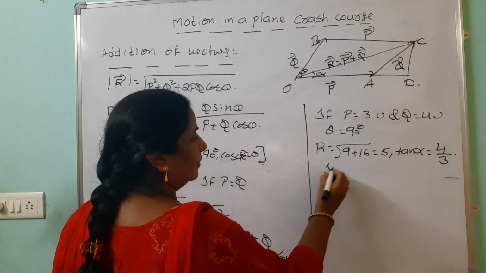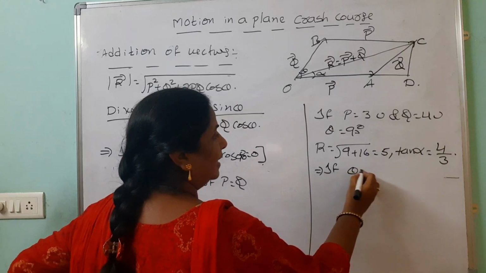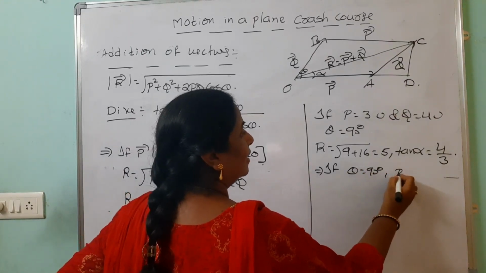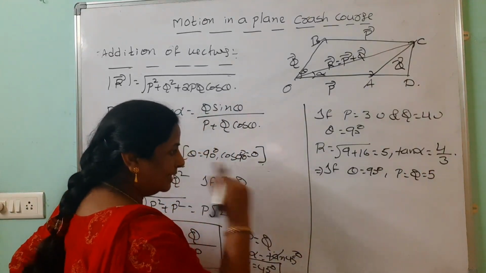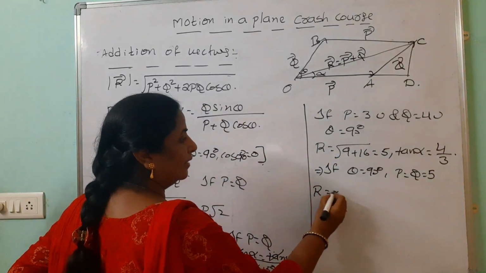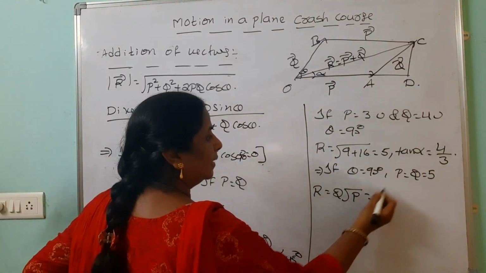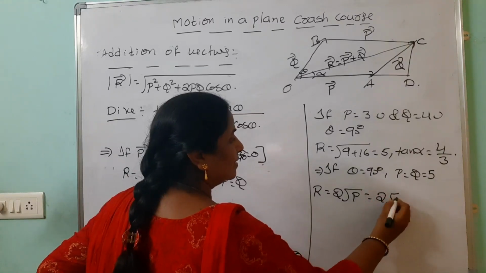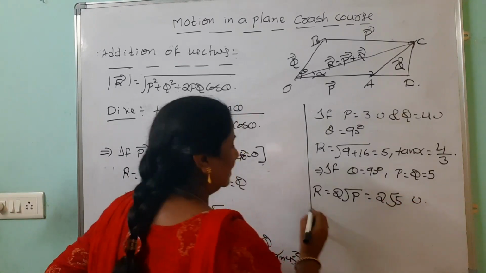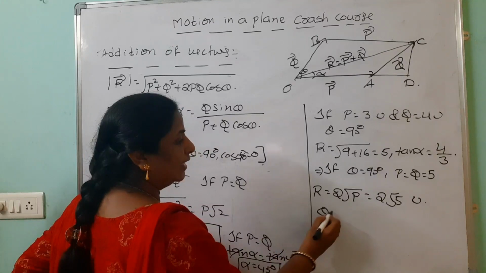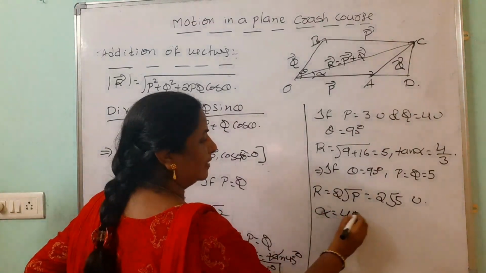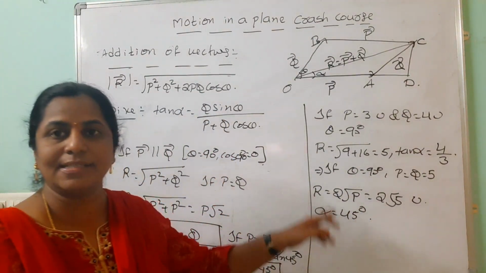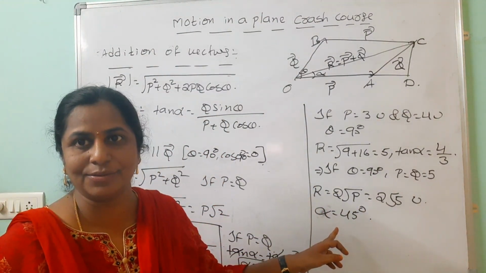Like that. One more condition: if theta is 90 degrees, and p equals q equals 5. Then how to find out the resultant? Immediately you can take it as p root 2. Here p value is 5, so your answer is 5 root 2 units. Then how much is the direction? No need of doing anything. You can say that alpha equals 45 degrees. This is when two vectors are perpendicular to each other.